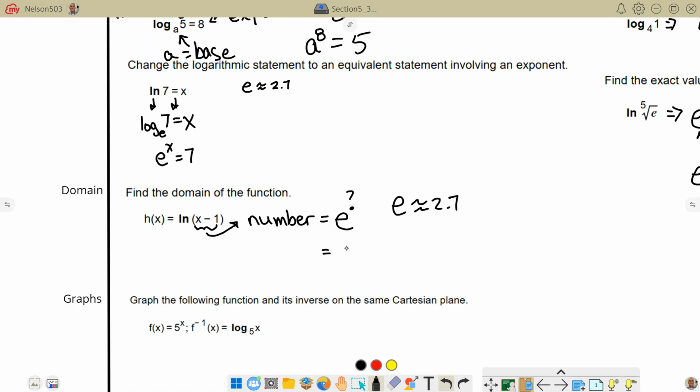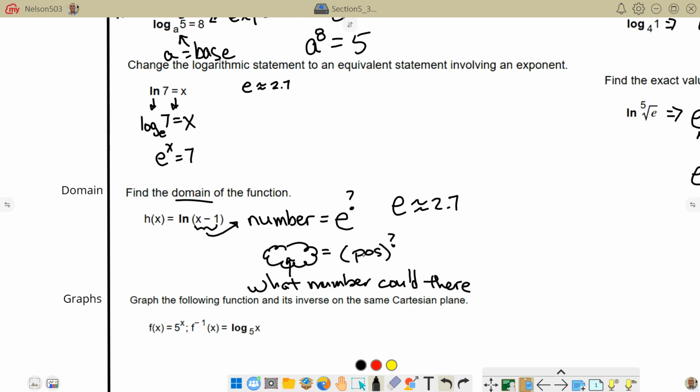So look what we got going on here. We got a positive number raised to a power, and then it's going to equal something over here. So what we're really asking is, what could the number be? When it says what's the domain, we're really saying what could this number right here be. We're really saying what could be sitting in this spot right here. What number could be sitting right there?